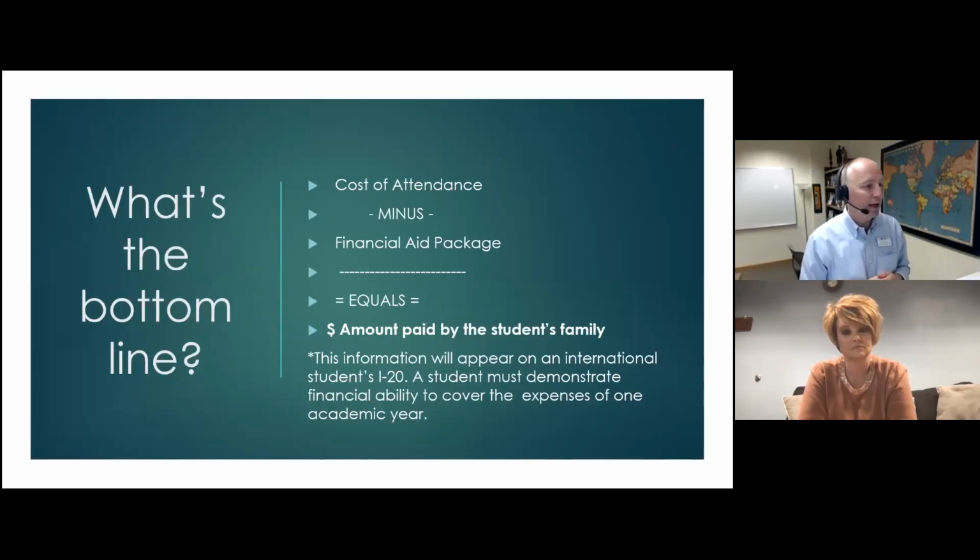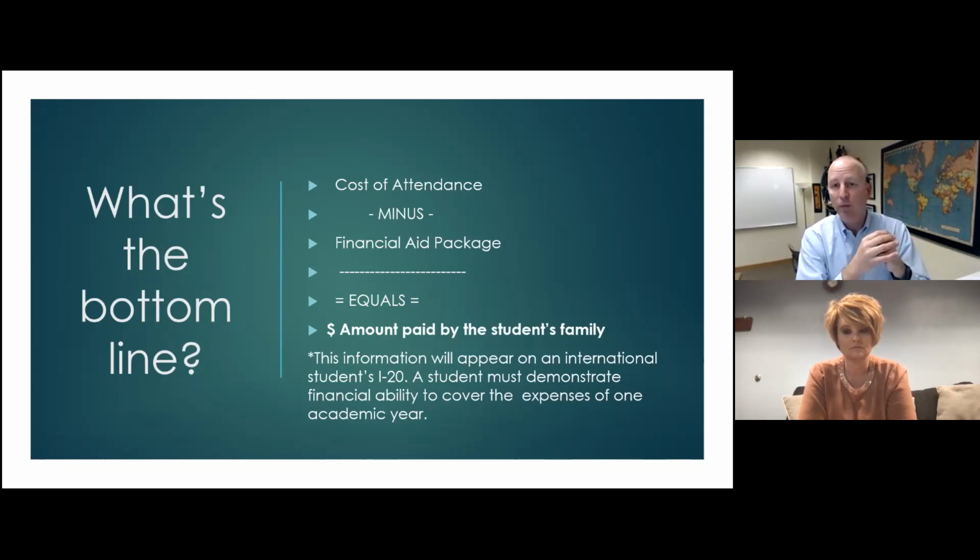So again, the bottom line on all of this is that you're going to take your cost of attendance, and then you're going to subtract your financial aid package. And then what remains equals the amount that's paid by the student's family. Now, here in the US, what we have to do is provide a document to you called an I-20. This is what you take to the US Embassy to receive your visa.